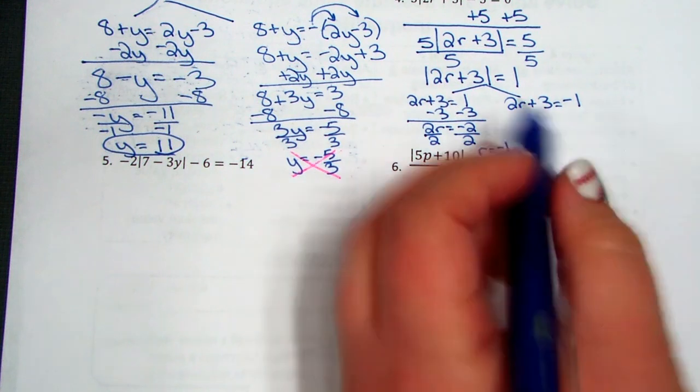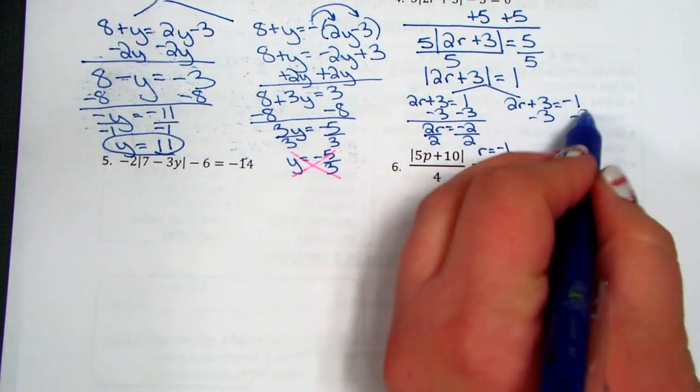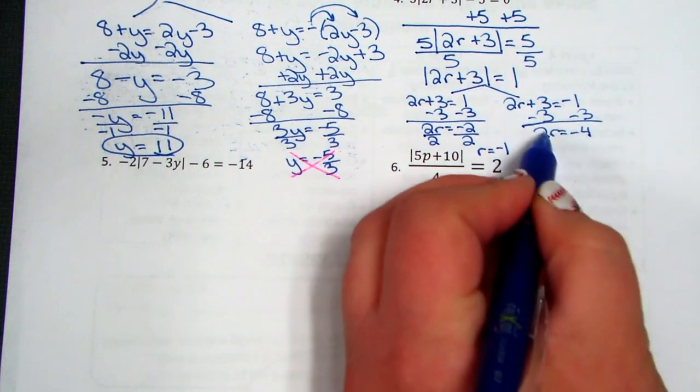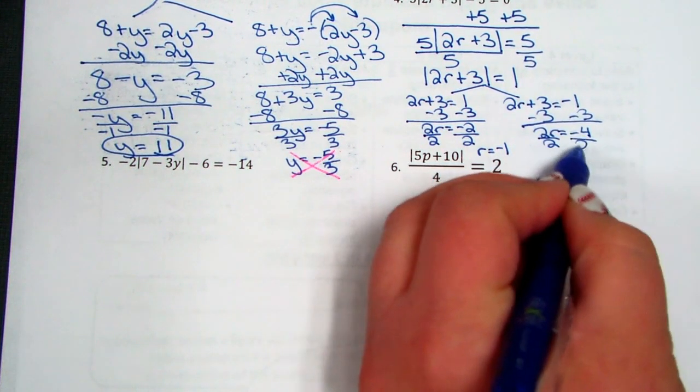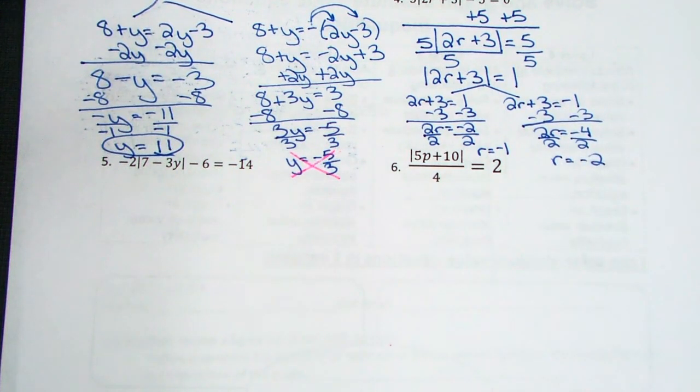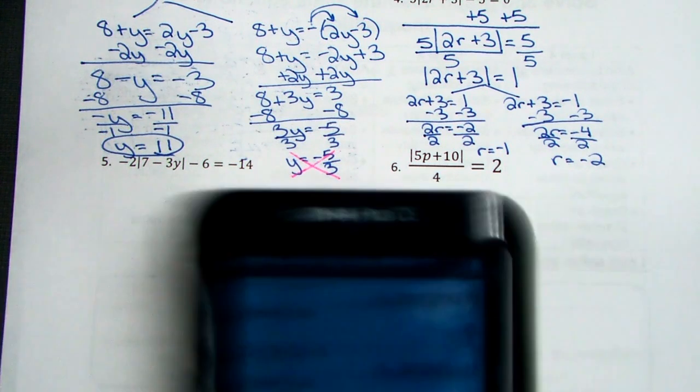Look at the next one. Subtract 3 from both sides. 2r is equal to negative 4. Divide by 2 on both sides, and r is equal to negative 2. Let's check both of them, make sure that they work.